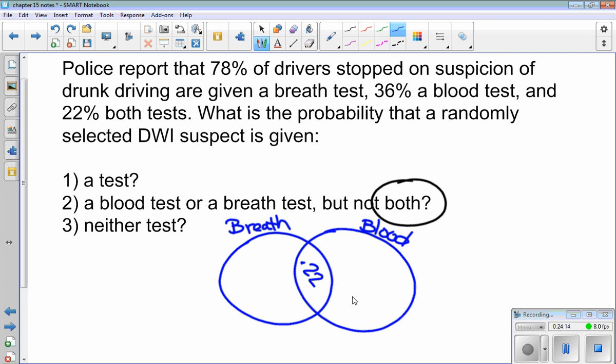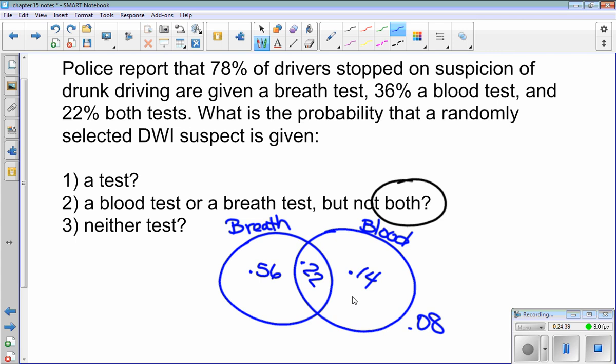36 is a blood test. So what would this be? 0.14. And then 78 are breath. So 0.56. And if I add them together, do I get 100%? So what is the other one? 0.08, 8%, right? All right. There's our Venn diagram. Let's use it.